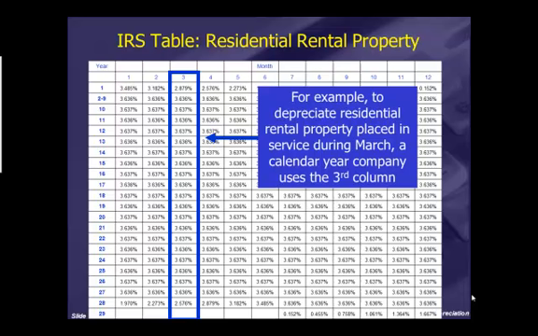All right, so we'd have to use the third column for this, from year 1 through the 27.5 years. In year 1, it would be 2.879%. For years 2 through 9, you would be using 3.636%. And after that, years 10 and 11, you can notice they're very close. It's that third decimal place that changes between 7 and 6.